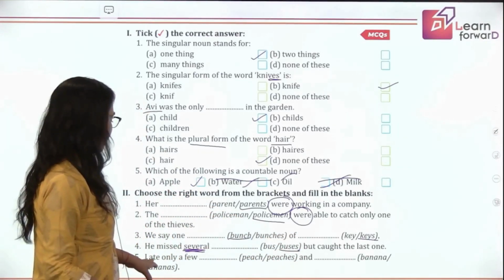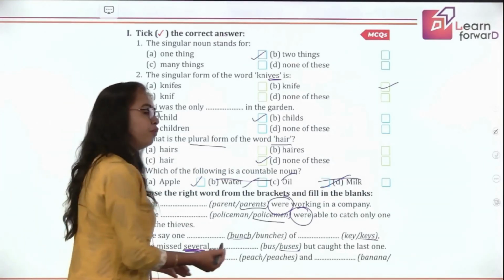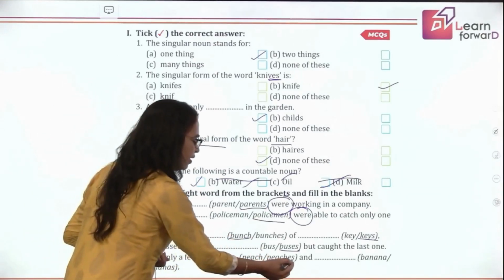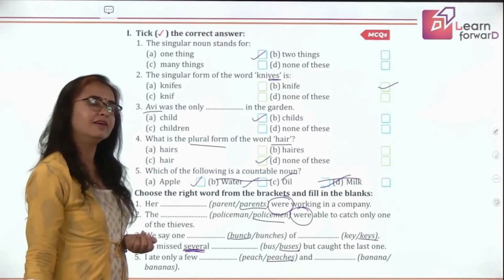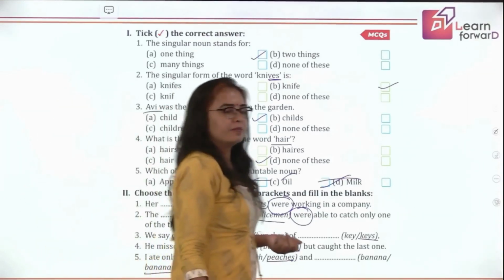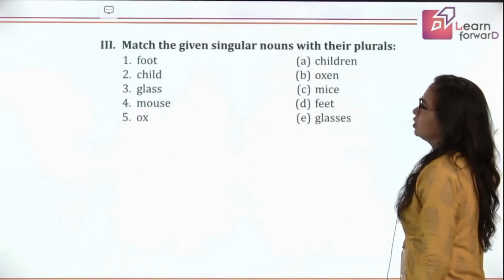Last, I ate only a few. Only a few. Few means some, not one. Right? So it's more than one. So it is peaches and bananas. Good. So I hope you are understanding. Got the concept now, singular, plural?